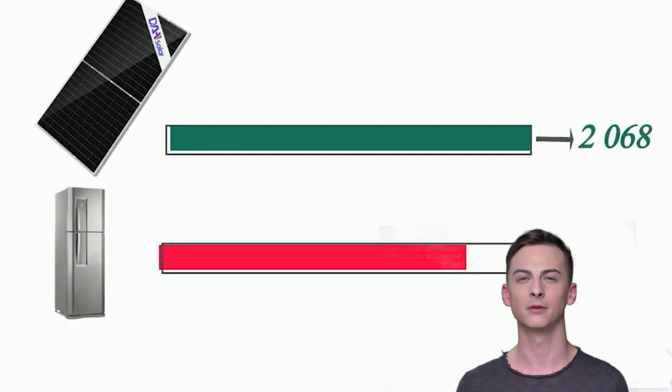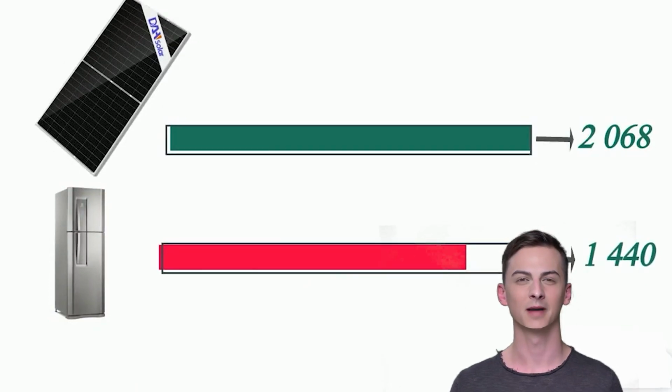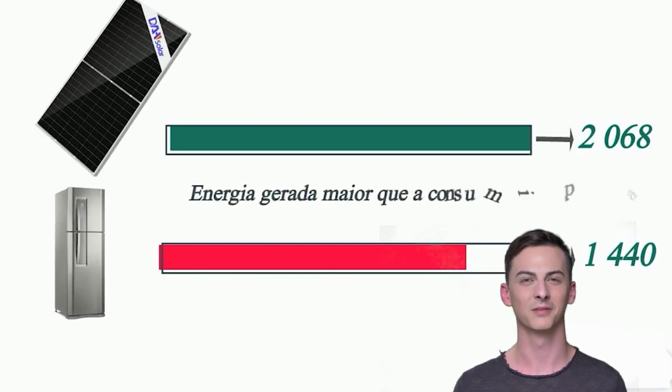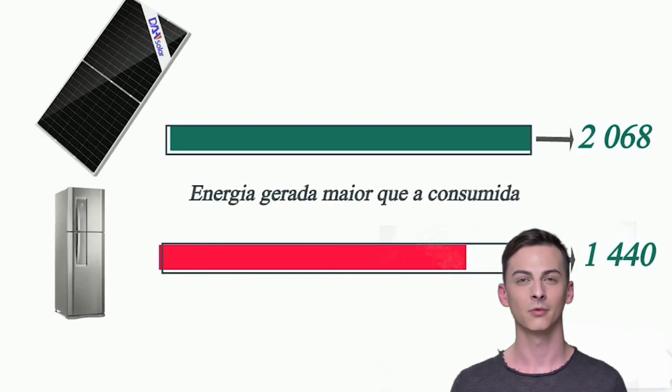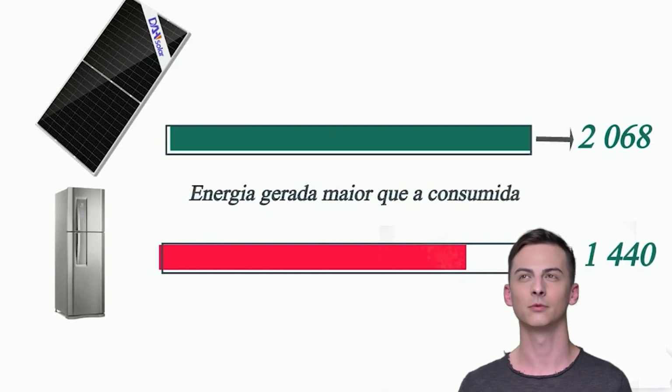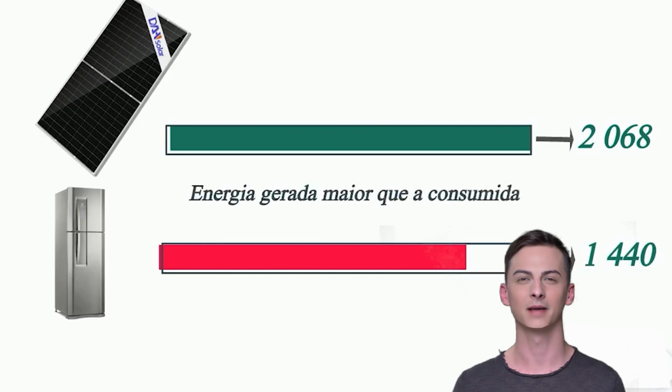Now, if you compare this number with the energy generated by the panel that we calculated earlier, 2068, you can see that 2068 is greater than 1440, right? So, yes, a 500 watt solar panel can definitely handle the consumption of a refrigerator operating for 12 hours a day. Repeat this calculation several times to memorize the process.